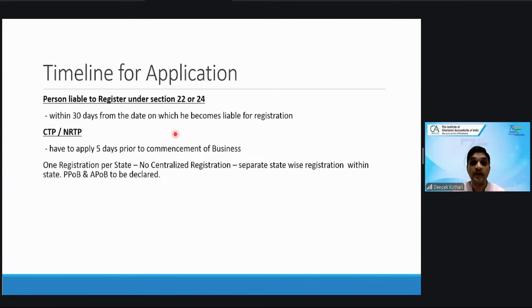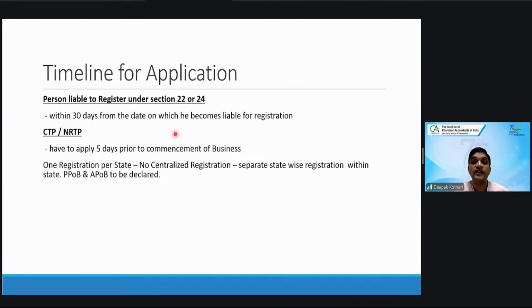But a CTP, that is a casual taxable person, or a non-resident taxable person, has to apply 5 days before the commencement. Why? Because they're going to another state. Now, what are the modalities of that person? The new officer in that state doesn't know them.